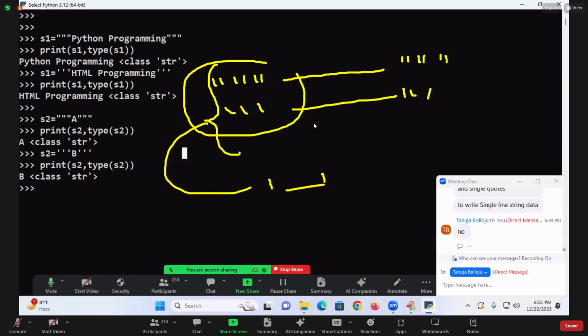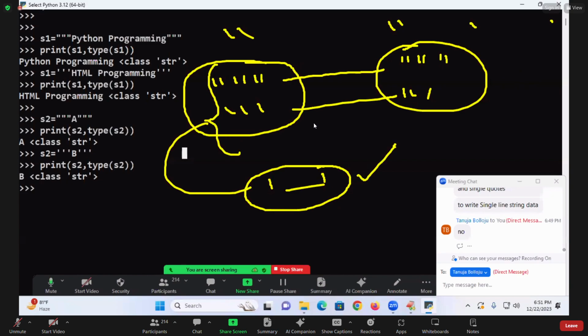Irrespective of the notation you use, our PVM will store everything in the form of single quotes only, because the single quote notation takes less memory space. See, if you take it, how many quotes are there? 3. Here, on this side, how many? Totally 6. This is okay for your programmatic syntax, but internally it is stored in the form of what?